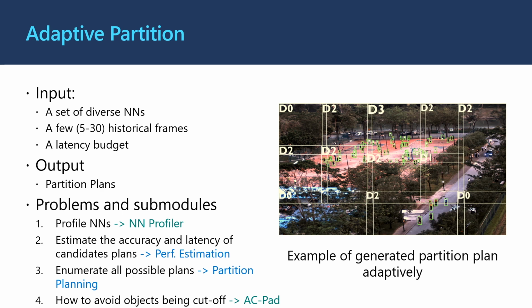In this way, given a block of image and an assigned model, we try to estimate the expected accuracy and latency. Based on that, we enumerate every possible partition plan. According to the estimation and the given latency budget, we pick the plans with best accuracy within the budget. The red figure shows an example of generated partition plans. We also design some sub-modules to make our system robust.